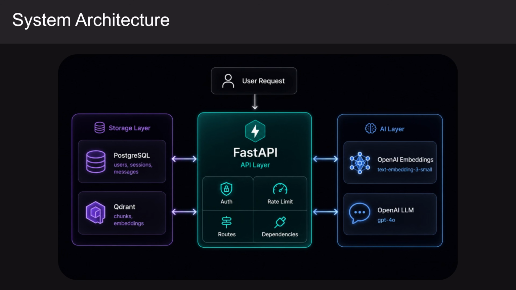On the right, two AI services. OpenAI's embedding model converts text to vectors during ingestion and at query time. GPT-4o generates the final answer using the retrieved chunks as context. Every component from modules 1 through 5 is here. This is what they were building toward.